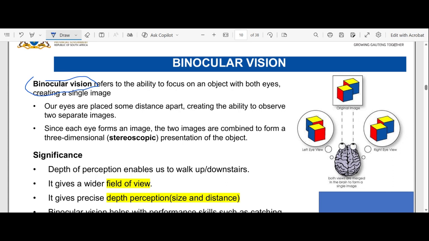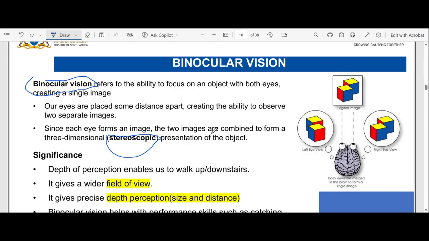And what do we call that three-dimensional view? We call it a stereoscopic view. Now, what's the significance? When we say stereoscopic view, you can see the size and distance, moreover the depth of the image you're looking at. So the depth, size, and distance.